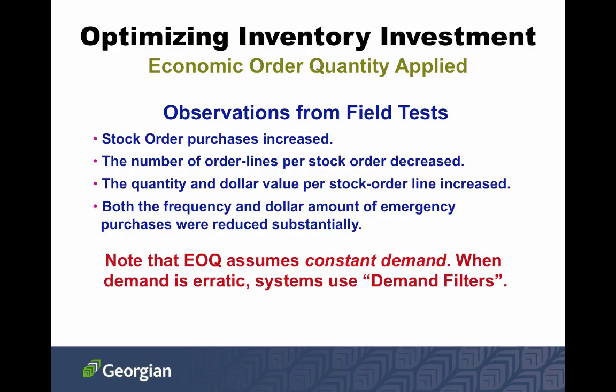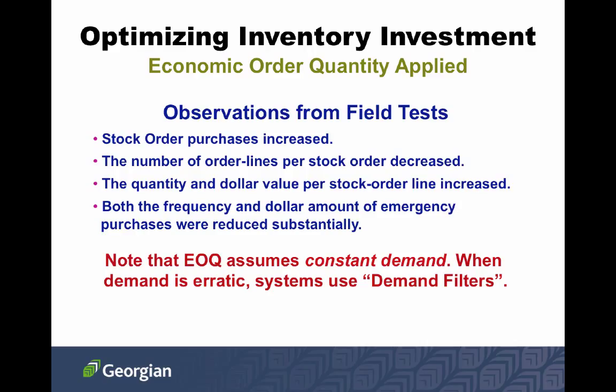The quantity and dollar value per stock order line increased, and again, it's more summary orders, and both the frequency and dollar amount of emergency purchases were reduced substantially. So in effect, what it's saying is the unit cost EOQ application resulted in more pieces being ordered less frequently. That's a significant benefit to order frequency and the kind of overhead that needs to be there to support that.